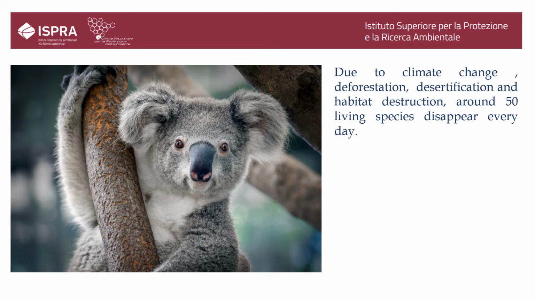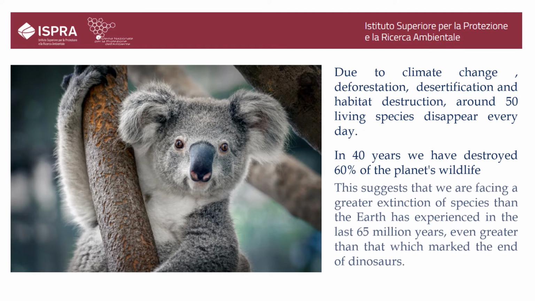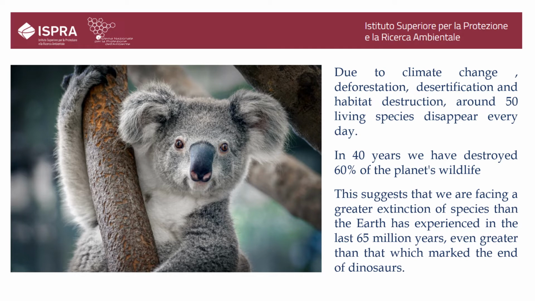Due to climate change, deforestation, desertification, and habitat destruction, around 50 living species disappear every day. In 40 years, we have destroyed 60% of the planet's wildlife. This suggests that we are facing a greater extinction of species than the Earth has experienced in the last 65 million years, even greater than that which marked the end of dinosaurs.